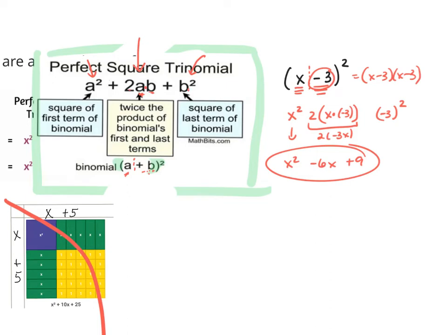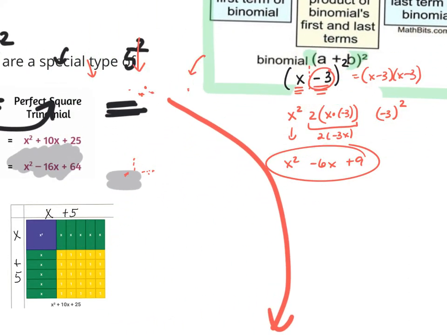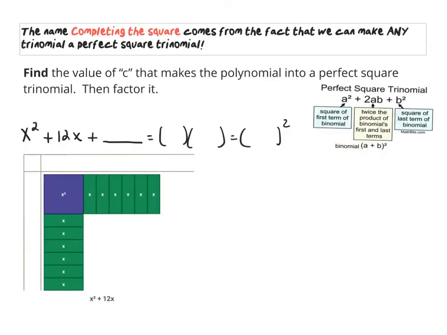The last thing to appreciate is why the 2, and just remember, if we make a square and both sides are the same dimensions, then over here we get 2 groups of 5, or we get 2 groups of negative 3. So that's how we see that double. Now, the reason why we care is because completing the square is about creating a trinomial that would be a perfect square.